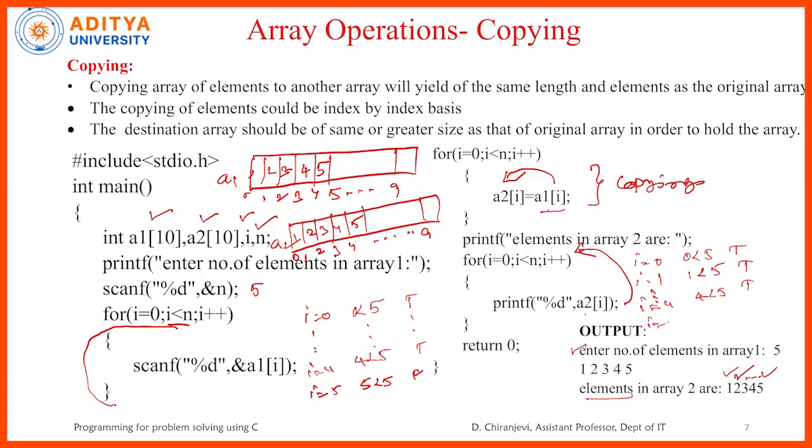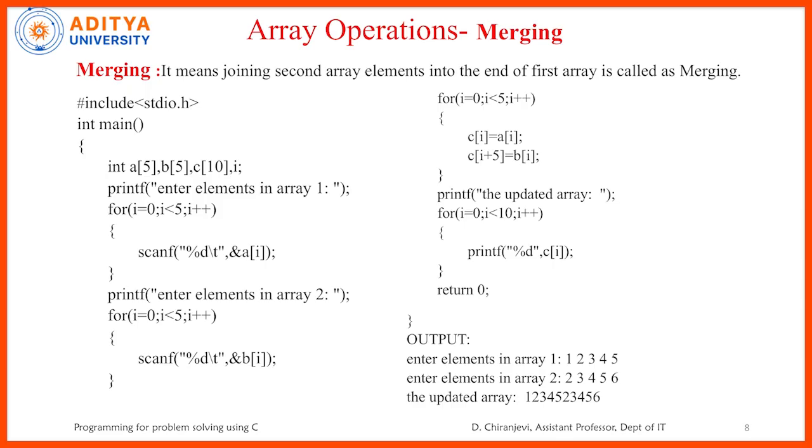When I value is 5, 5 less than 5, this is false. When this is false, control will come outside the loop, return 0, it means program execution is over, so it will terminate. So this is how, by assigning the indexes of one array to the other array, we can copy the elements. Now the next operation is merging.